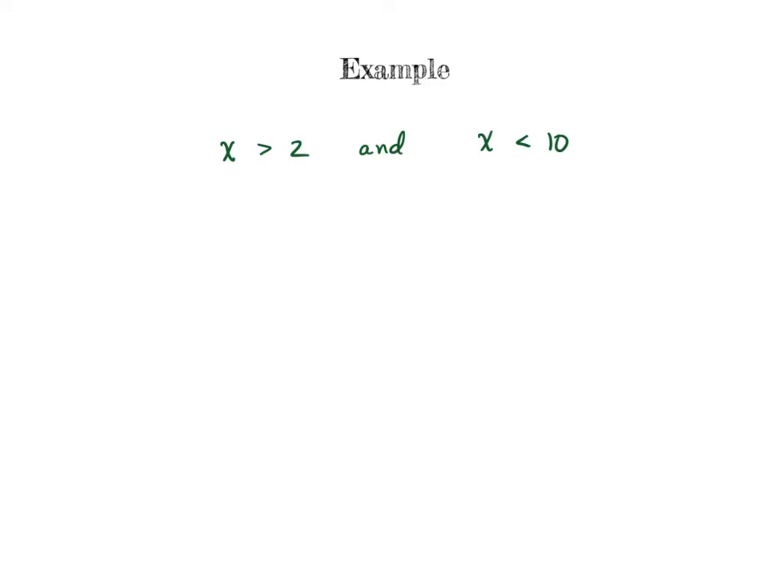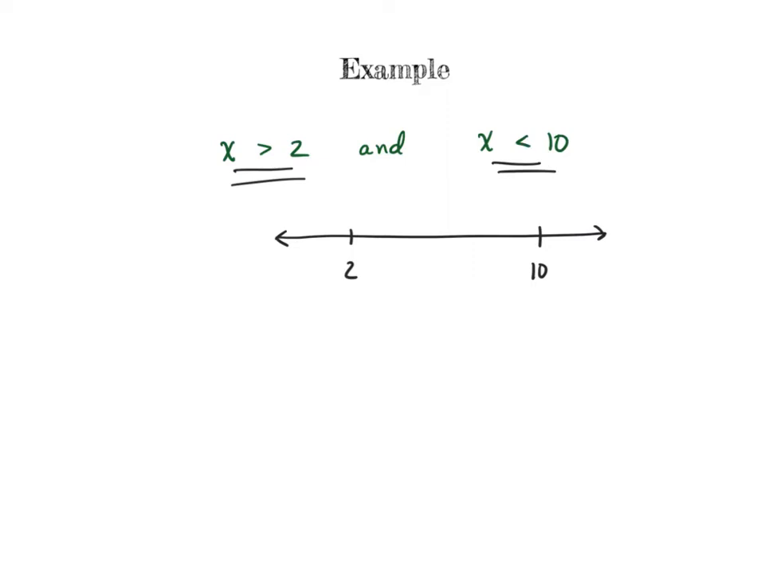Here I've got an "and" statement. I want all the x's that are bigger than 2. So all numbers bigger than 2, and at the same time they have to be less than 10. So you have to satisfy both those. Now the easiest way to illustrate this is with a number line. Now just like we did the other day with inequalities, we're going to mark our points of interest. In this case, 2 is very important because of the first part, and 10 is also important because of the second part.